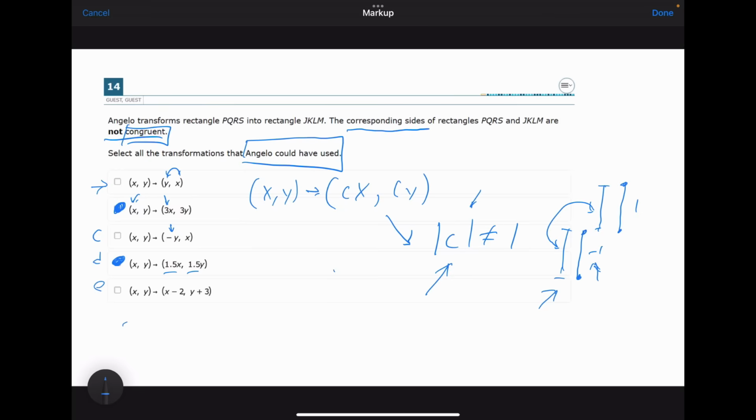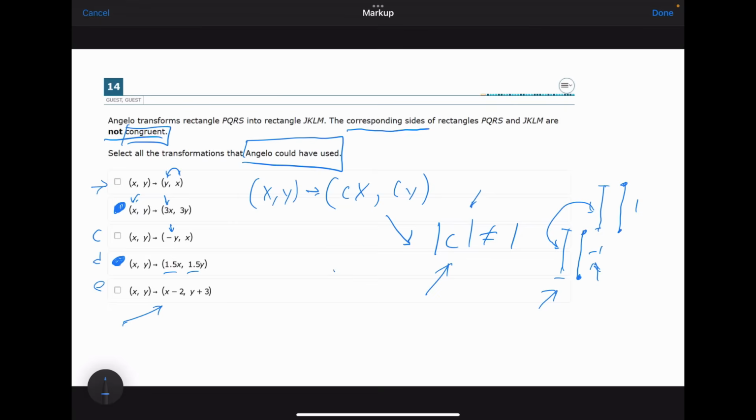And then for E, this is a shift. Shifts are not going to change the overall side length of the shape. So this rectangle, when it shifts 2 to the left and up 3, is going to maintain its original side length. It's going to remain the same rectangle even though it shifted 2 to the left and 3 up.